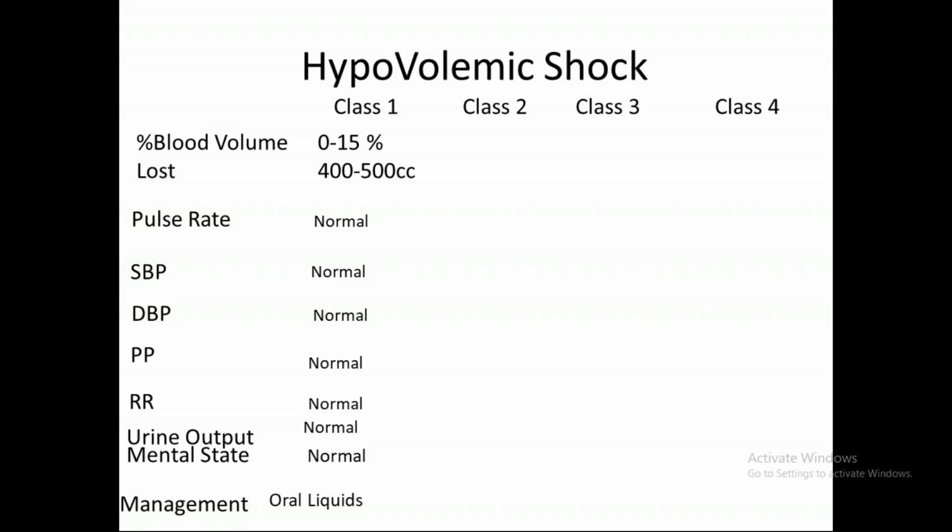When we donate blood, approximately 400 to 500 cc of blood is taken from us, right? But we don't land up in shock. It is actually called class 1 shock, where all the parameters are normal and the only thing they give us is oral fluids, right? Okay. Now class 2 shock.